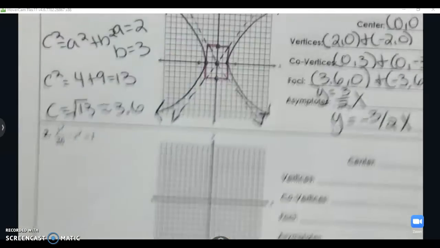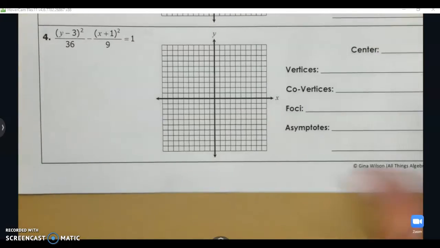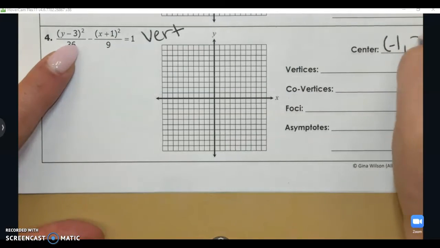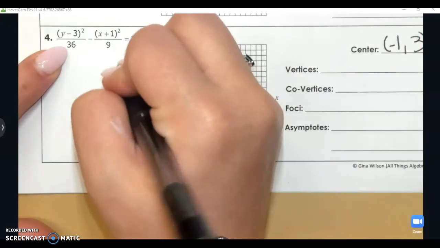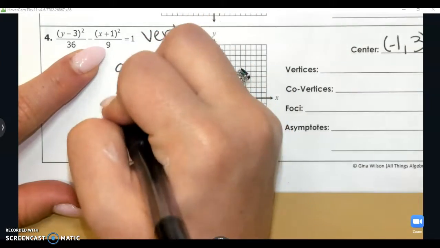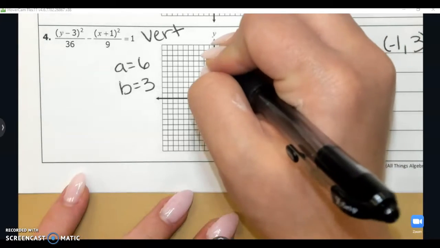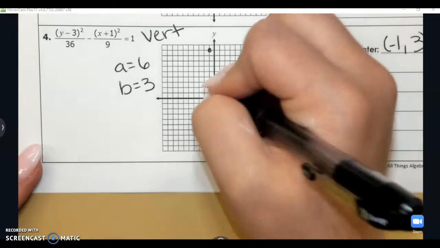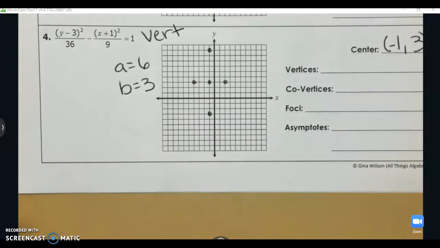All right. I'm going to jump ahead to number 4 to do another example. The y is in the front, so this is going to be a vertical hyperbola. Looking at my center, this is the x coordinate, so that's going to be -1, 3. I'm going to plot that. If a squared is 36, that means a is 6. If b squared is 9, that means b is 3. So from my center, a is going to be up 6 and down 6. Excuse me, I have vertices. Up 6, down 6. My co-vertices, to the left 3, to the right 3.